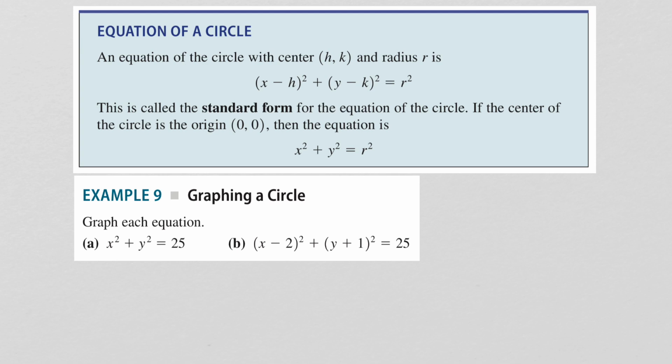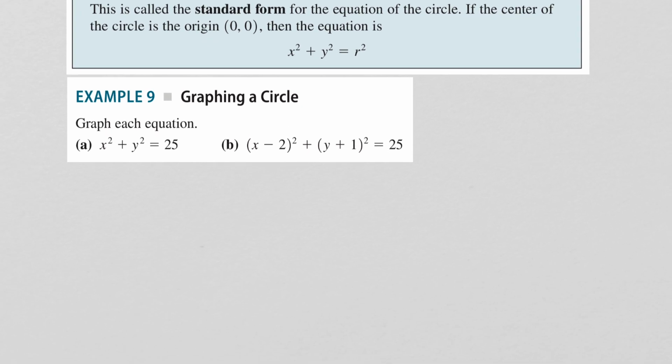If the center of the circle is at the point (0, 0), which is actually very common, what that means is that h and k would both be 0. If you plug in 0 here and 0 here, this equation simplifies into x squared plus y squared is equal to r squared.